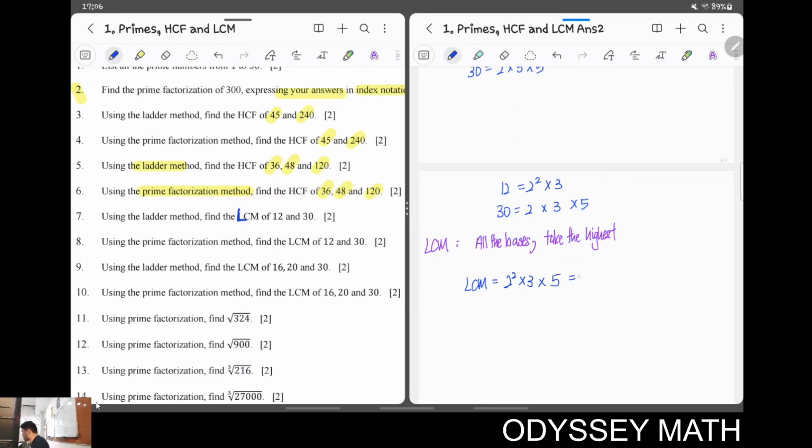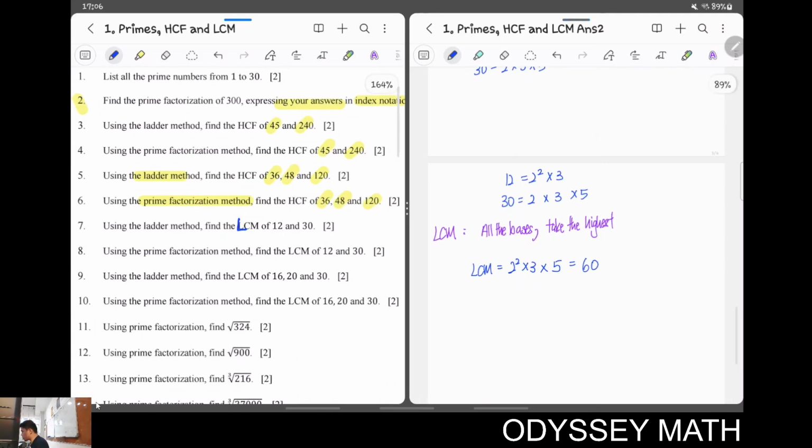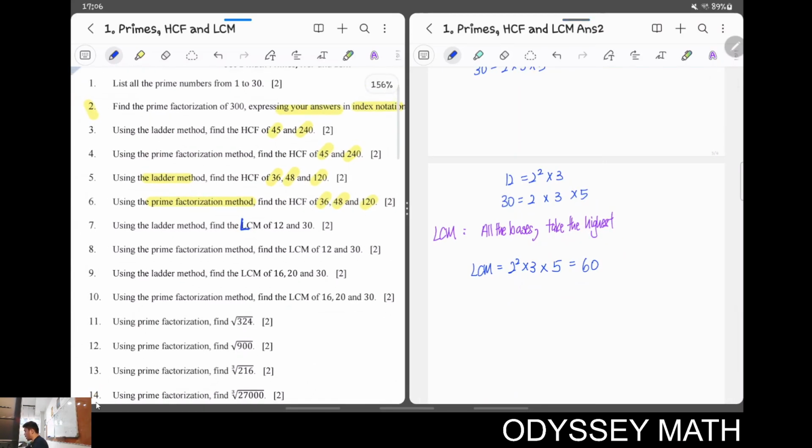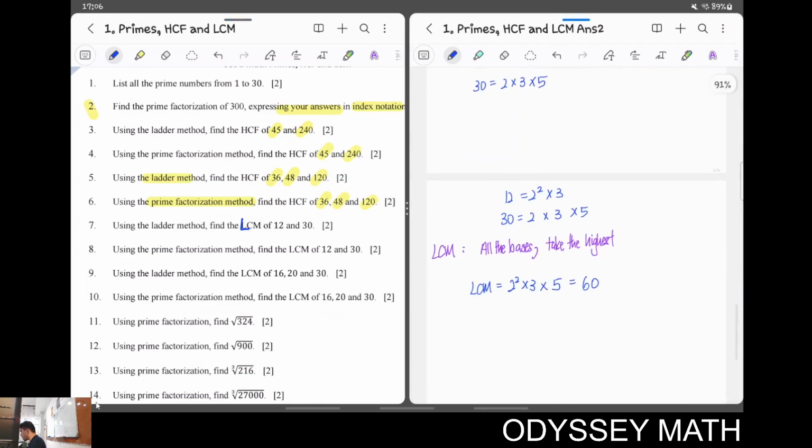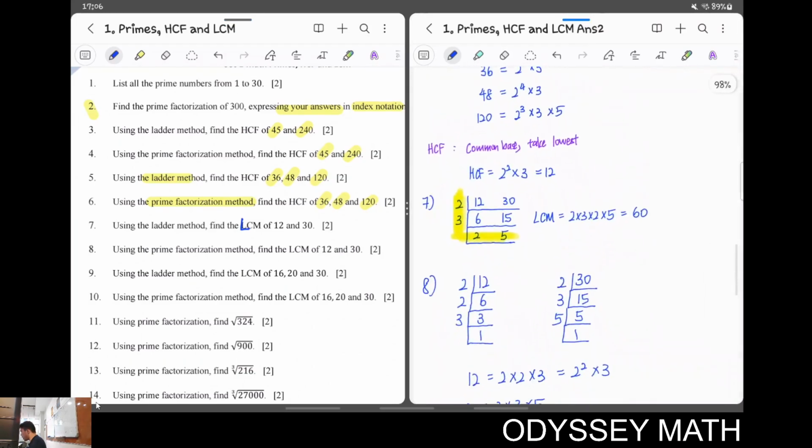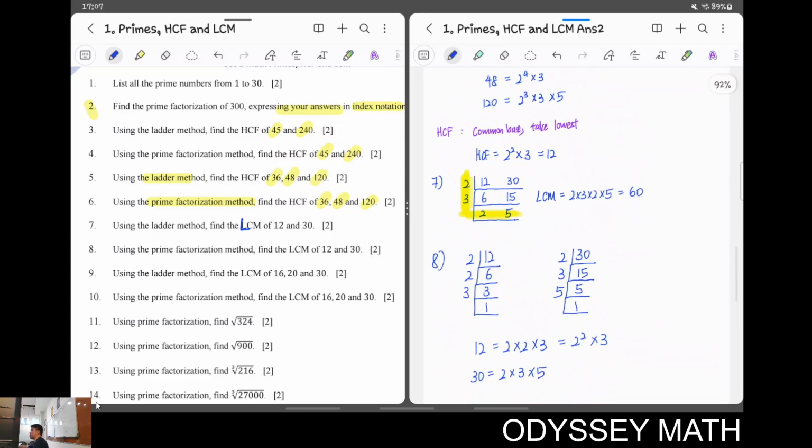So then the LCM in this case is 2 squared times 3 times 5. So that will be 60. So that will sum up question number 8 over here. And you can see over here that the LCM is 60 for question 8, which is also the same as the LCM for question 7, which is 60.